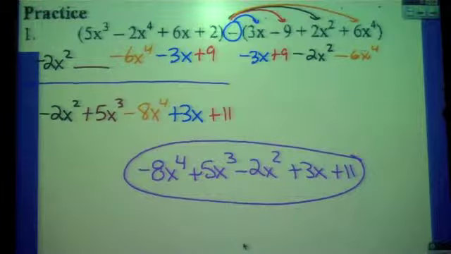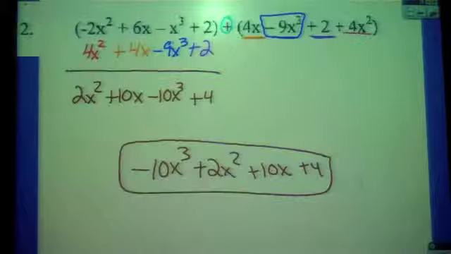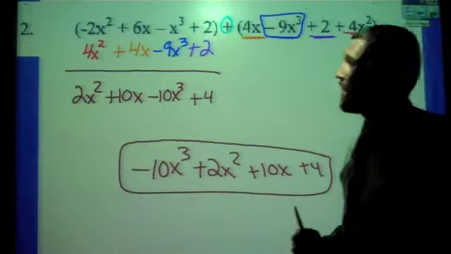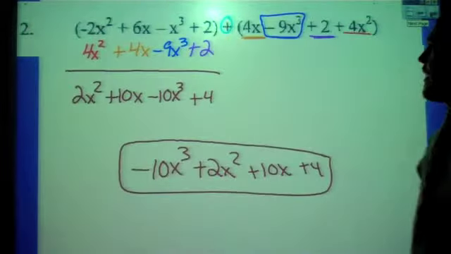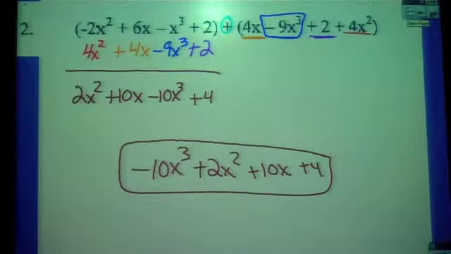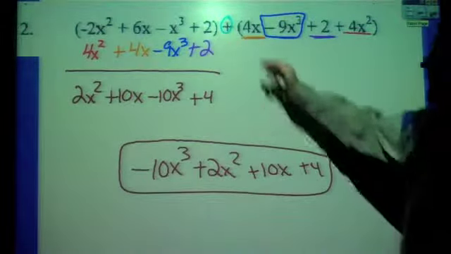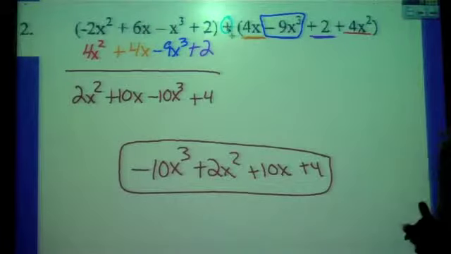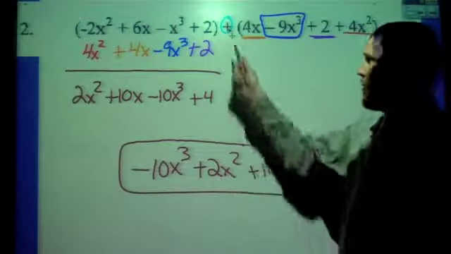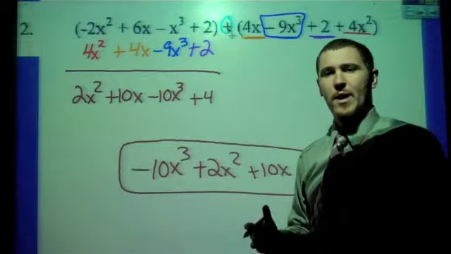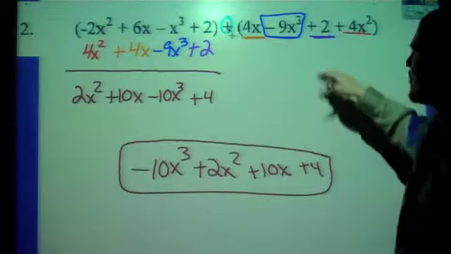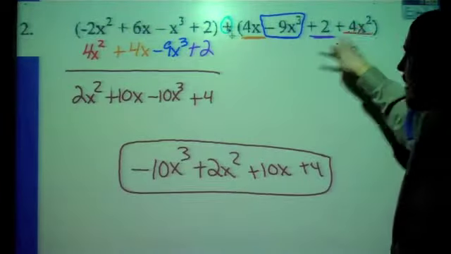The second practice problem that you had to do: negative 2x to the second plus 6x minus x to the third plus 2 plus 4x minus 9x to the third plus 2 plus 4x to the second. You notice the difference here is we had an addition problem instead of a subtraction problem this time. And remember, when we have addition problems, there's no need to distribute the minus sign because there is no minus sign.